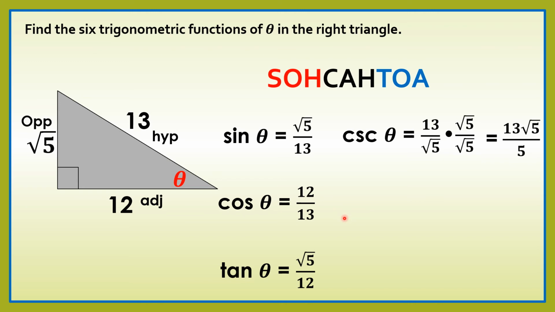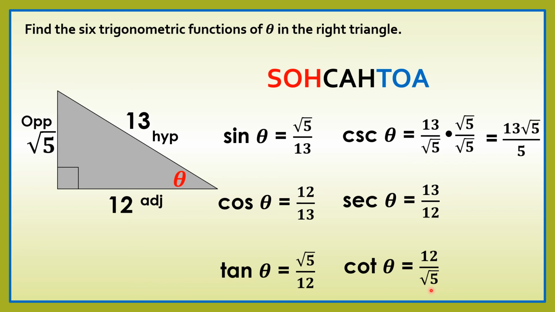Next is the reciprocal of cosine theta, which is secant theta, that is equal to 13 over 12. Because our cosine theta here is 12 over 13, so it becomes 13 over 12. Next is the reciprocal of tangent theta, which is cotangent theta, which is equal to 12 over the square root of 5. Because our tangent theta is square root of 5 over 12, so the reciprocal is 12 over square root of 5.